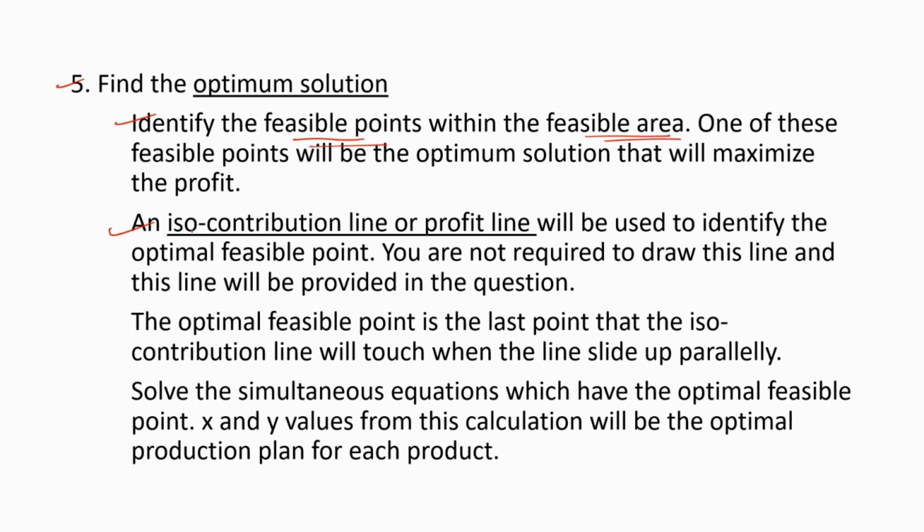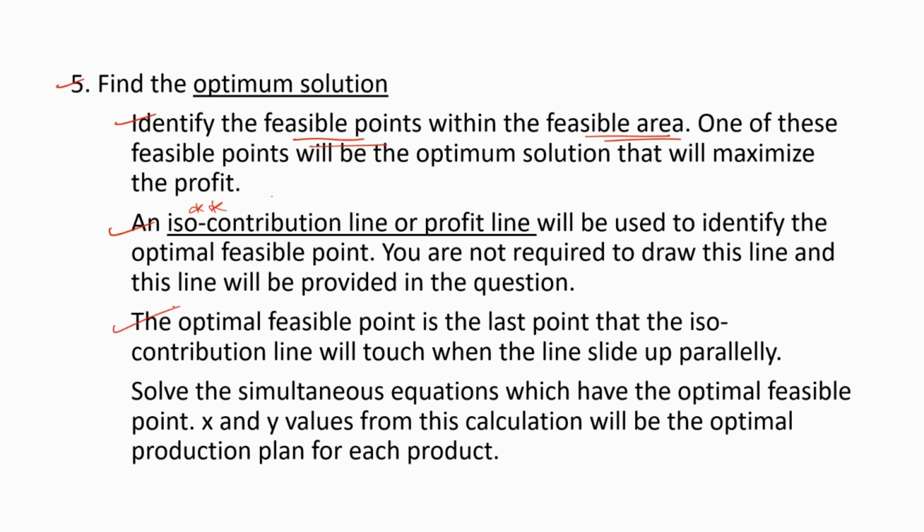An ISO contribution line or profit line will be used to identify the optimal feasible point. You are not required to draw this line, and this line will be provided in the question. This is really important. You do not have to know how to draw this line. Using this line, you can find the optimal feasible point. How can you find the optimal feasible point? By using the contribution line or the profit line.